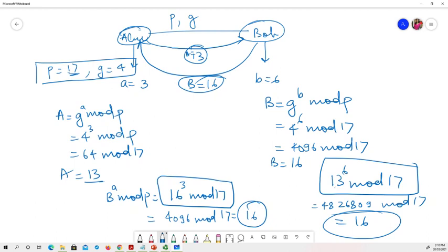So this is a very good algorithm, I would say, so that you can share a common key between the two parties without actually sending the key itself, but you are using this algorithm to calculate this value.